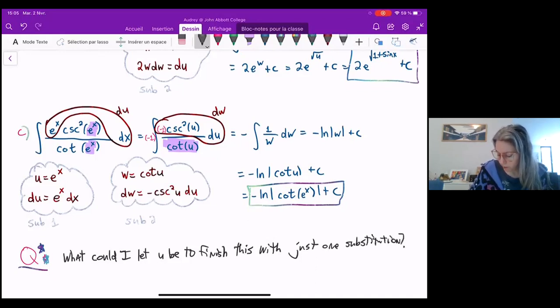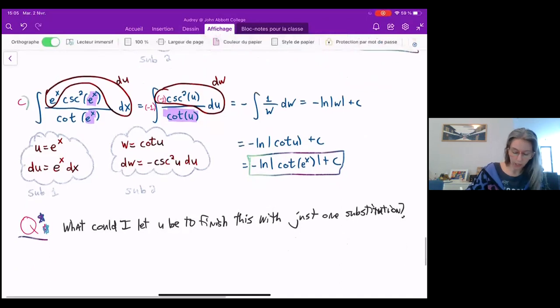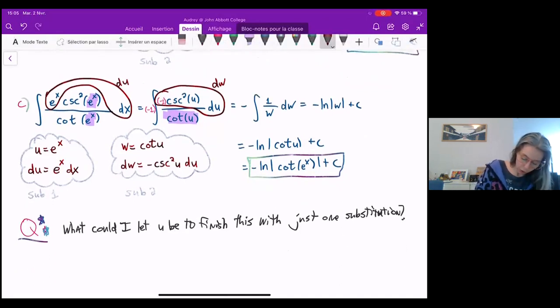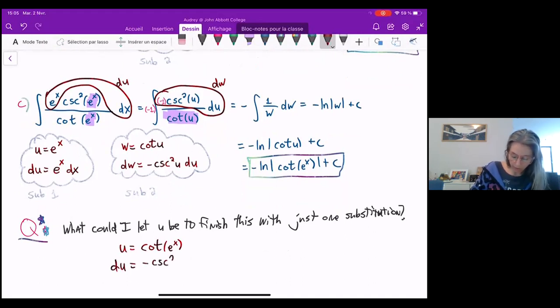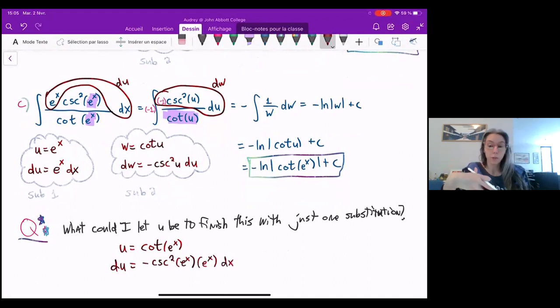Okay, so hopefully you've thought about it and you've come to the answer u is equal to cotangent of e to the x. So if you want to try to do that substitution, you'll see that it gets through it in just one go. But we have a chain rule here. I have negative cosecant squared of e to the x. I have to remember to pull out that e to the x dx. So the two substitution methods, the one substitution method, either is great.